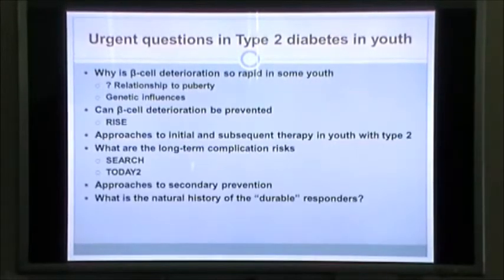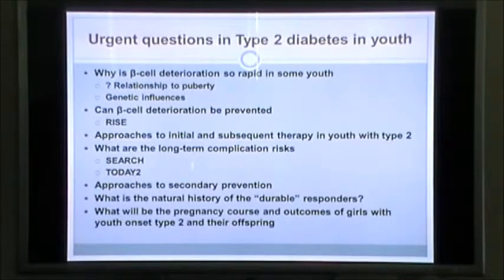And so I'll leave you with these questions that I believe are the most important main questions in type 2 diabetes. Why is beta cell deterioration so rapid? Can it be prevented? What are the approaches to initial and subsequent therapy in these kids? What are the long-term complication risks? What are the appropriate approaches to secondary prevention and management of the complications? What is the natural history of these durable responders? And what will the pregnancy and outcomes be in the girls who have children with type 2 diabetes?